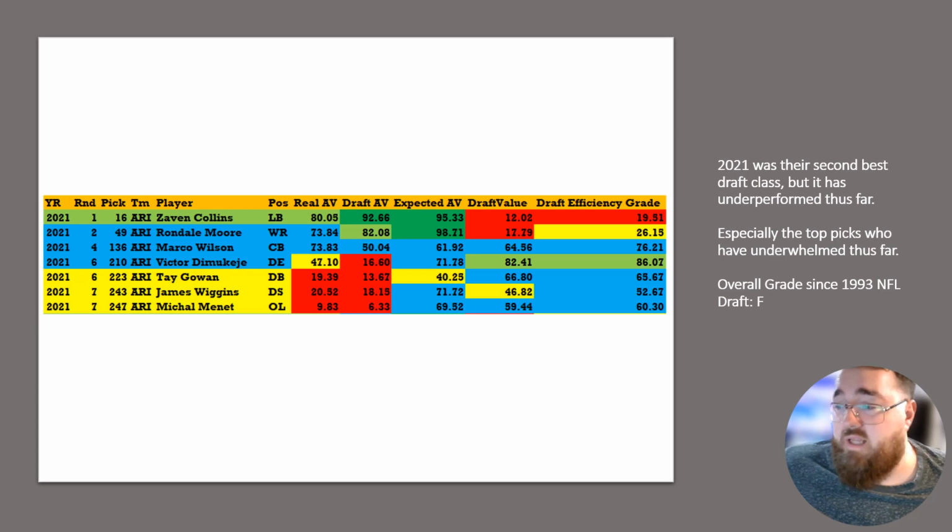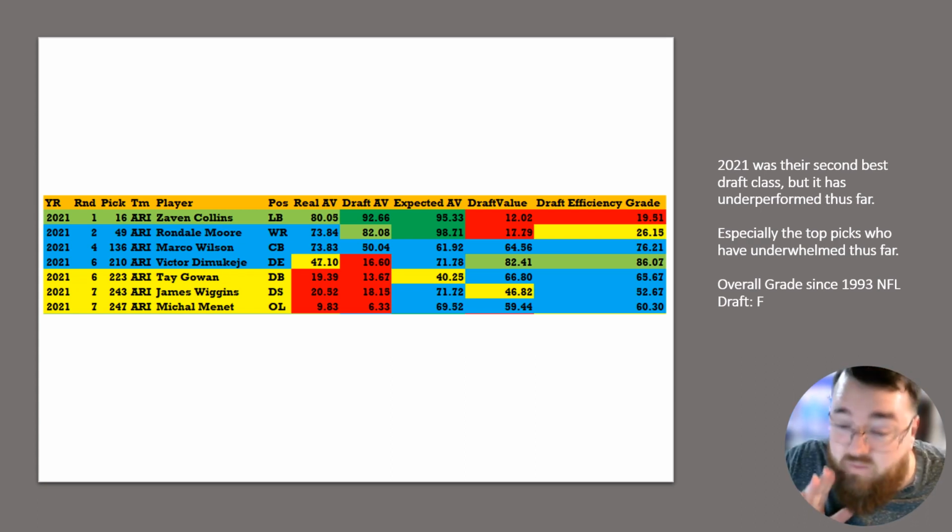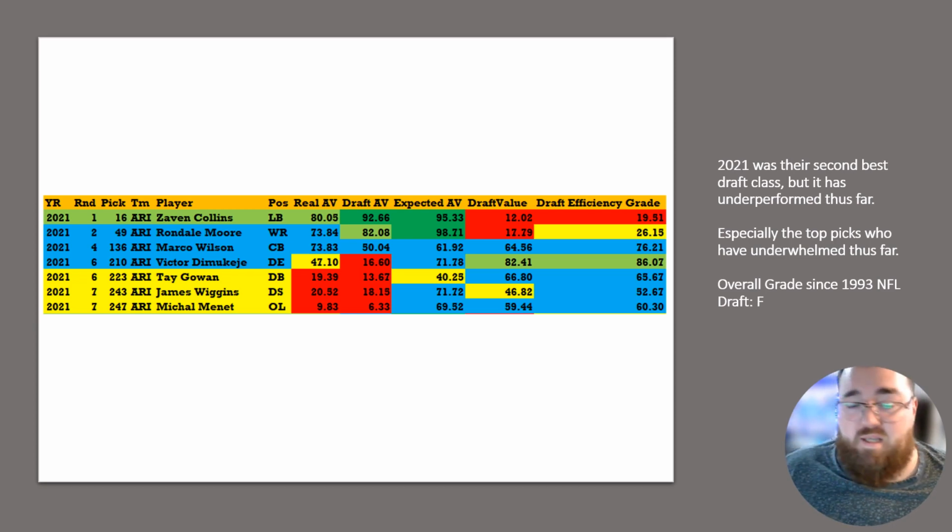Moore is no longer on the team. Zaven Collins, I don't really know what he is at this point. Is he a linebacker? Is he a rush linebacker? So there's a lot of issues with this particular draft class, which is why they got an F. But they did well in terms of data. I mean, Rondale Moore and Collins had great data scores, but they just haven't really lived up to expectations, which might have to do with coaching, but we'll see.